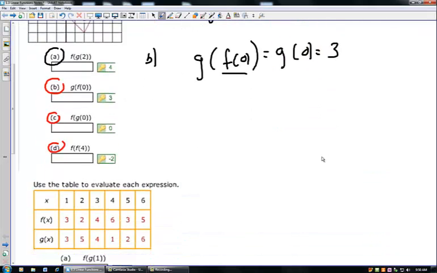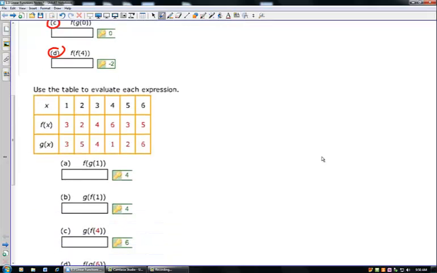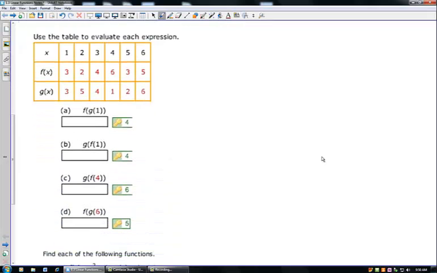Let's look at the next type of problem, which instead of using a graph, we're going to use a table. So remember, with functions, you can understand them in 4 different ways. You can use a graph, a table, a formula, or even in words. So we're going to do 3 of the ways here. We did a graph. Now we're going to do a table. And let's just look at the first one.